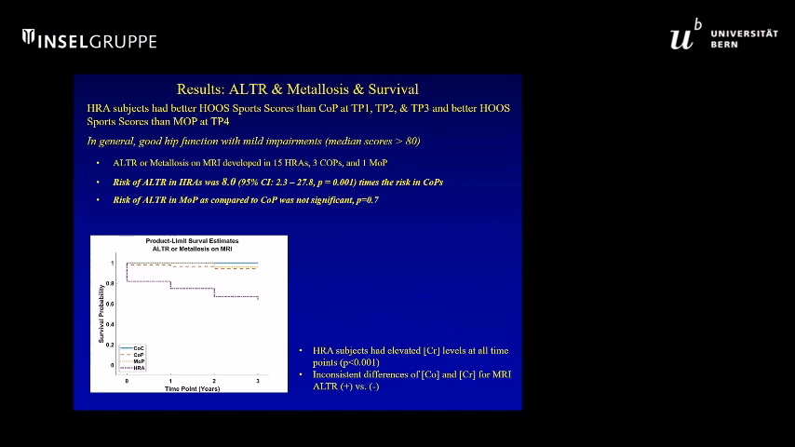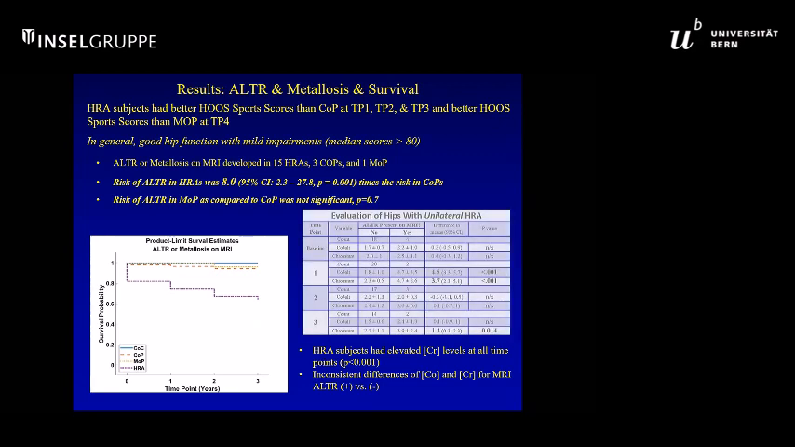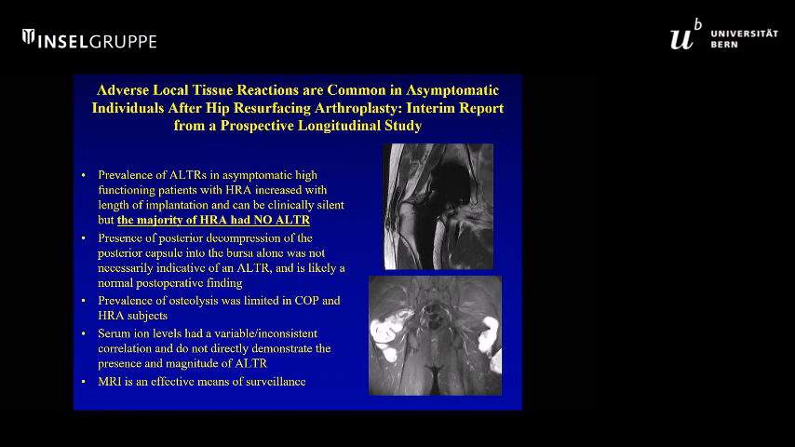And what we found, in fact, was that the risk of adverse tissue reactions in the resurfacing arthroplasty was 8 times the risk of ceramic on poly. Really no statistically significant difference between the metal on poly or the ceramic on poly. The resurfacing arthroplasty patients had slightly higher scores, as would be expected. Of interest, serum ion levels were not helpful. They were not helpful, and in fact had inconsistent prediction of an adverse local tissue reaction.